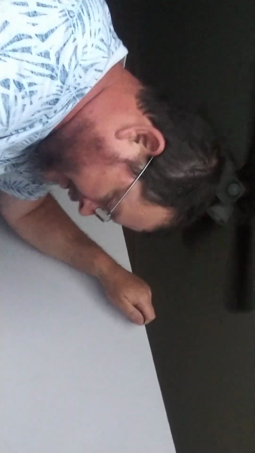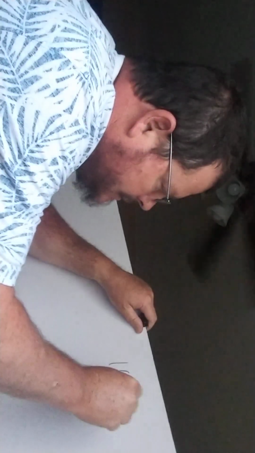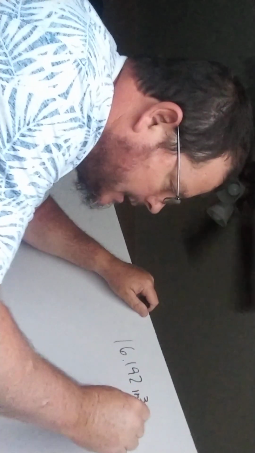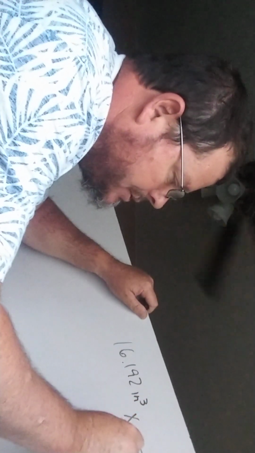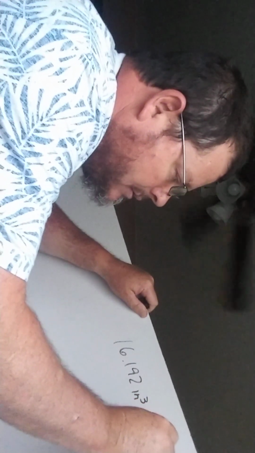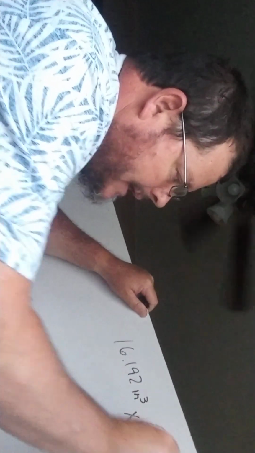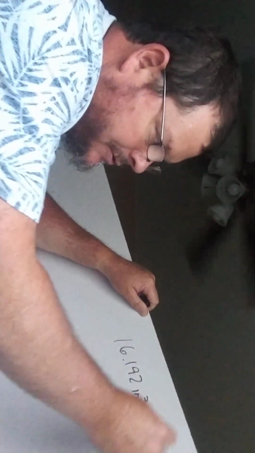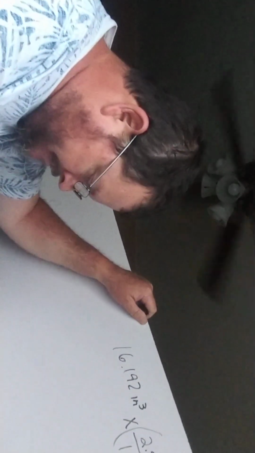How do I do that? Okay? The way I set this up is I take what I calculated my volume to be, 16.192 cubic inches. Okay? And I set up the relationship, for every 1 inch, there's 2.54 centimeters, and I cube that. The relationship's the same. I'm just cubing it, okay?